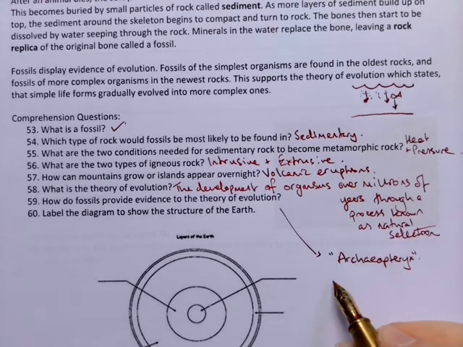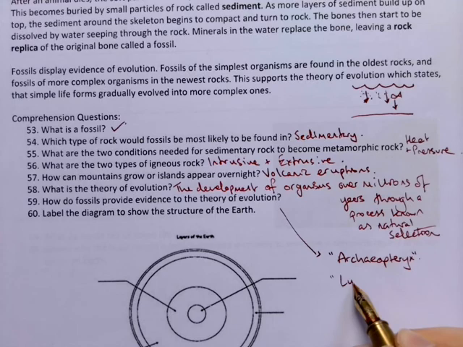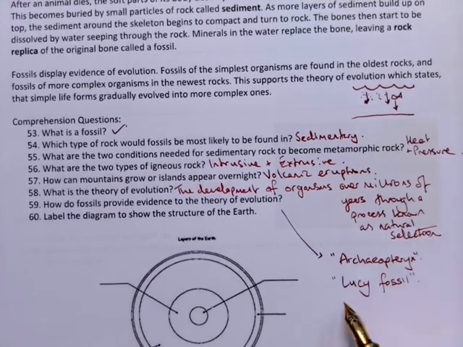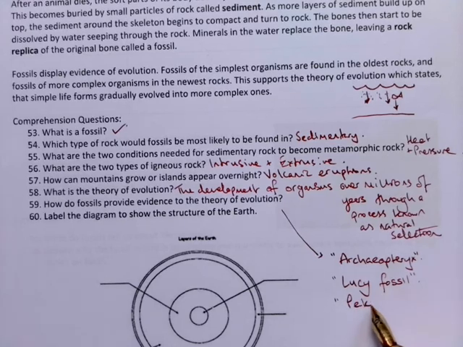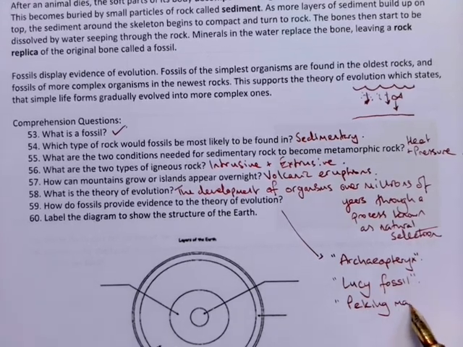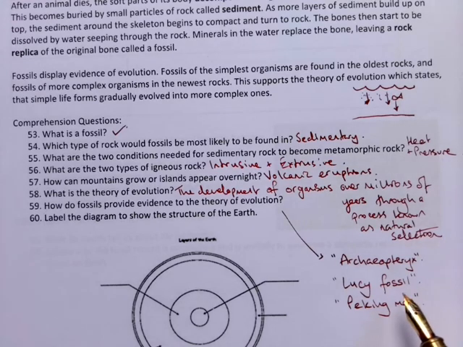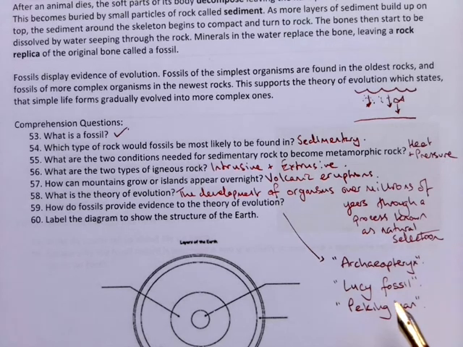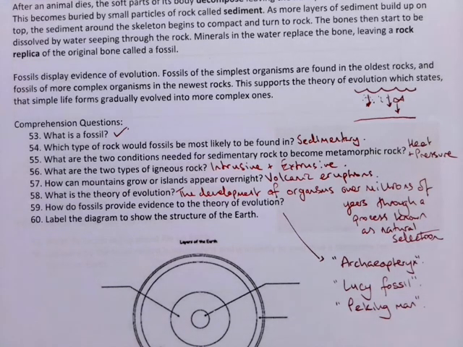All right, and if you just do a search for Lucy fossil or Peking Man, these are fossils that show ancestors of modern humans. You'll remember when we did evolution, they look a little bit like our remains would look like, but they're slightly different, so you can read more about those.